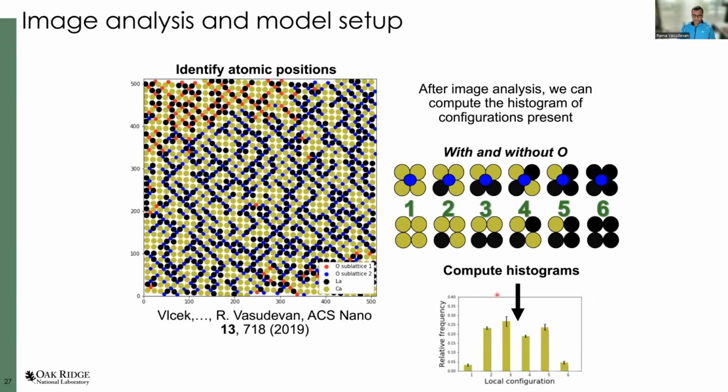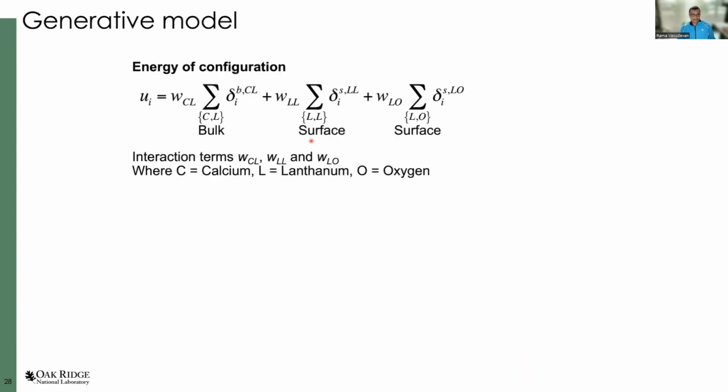But basically, we can see that there's a bunch of different kinds of sublattices of oxygen here. We can look at the lanthanum calcium atoms themselves, and we can compute the histograms of where these configurations are actually present. And then we can combine this, right? So we can combine this in a particular model where we have both surface terms as well as bulk terms to include interactions between the relevant species here: the lanthanum and the calcium, and the lanthanum and the lanthanum on the surface, and then the lanthanum and the oxygen on the surface. So these are the ones that we care about, and these are the ones that should be relevant for the segregation in the system.